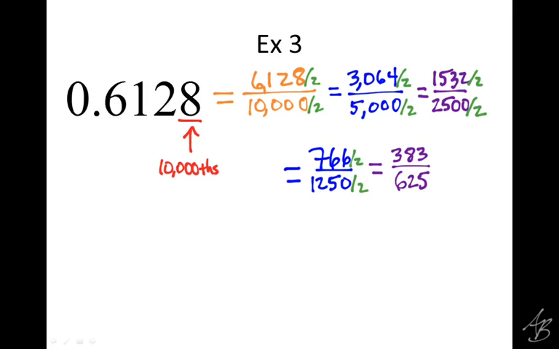What about 5? Can I reduce by 5? No. So we're done. You don't have to check anything else because there's nothing else that's going to go into this number on the bottom. Again, the only thing that can go into the numbers on the bottom would be 2 or 5 or multiples of 2 and 5. And that's not going to work here.